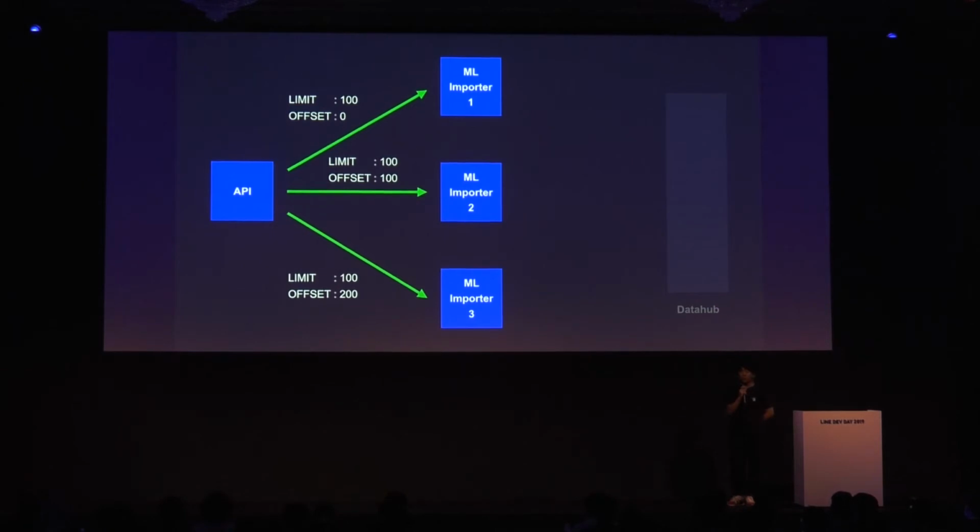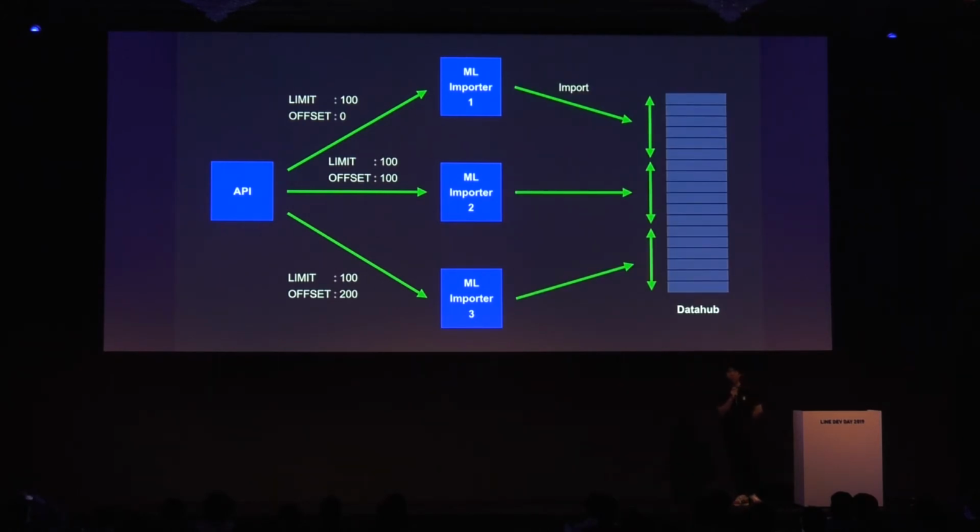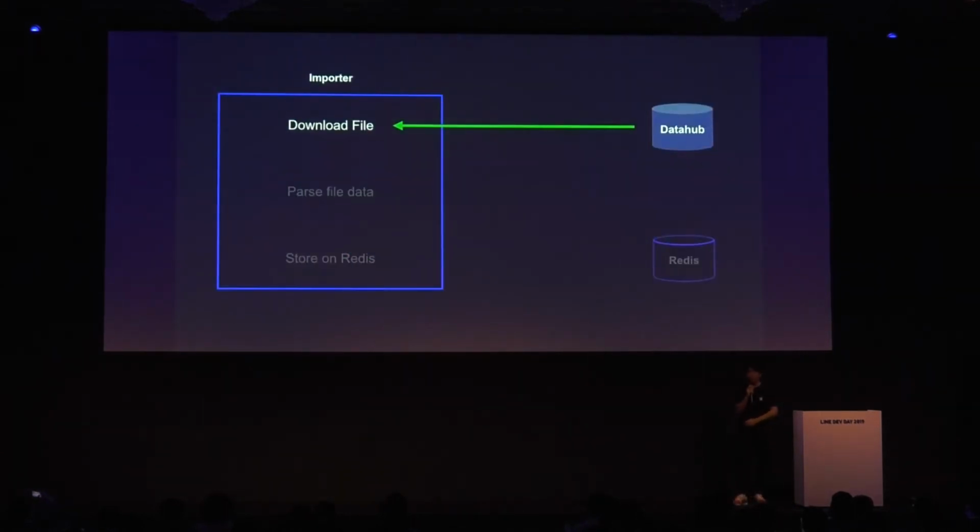At that time, each importer knows the range of the recommended file to be imported with the limit offset method. 0 to 100 to importer 1, 100 to 200 for importer 2, and so forth. Each importer, based on that limit offset, imports recommendations from the Data Hub. Let me deep dive into the import process.